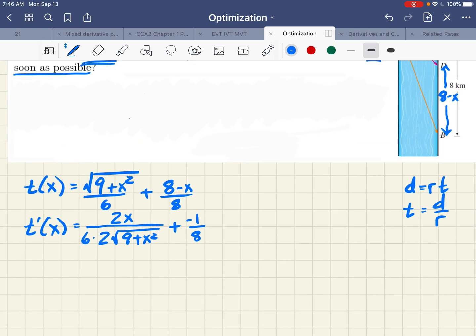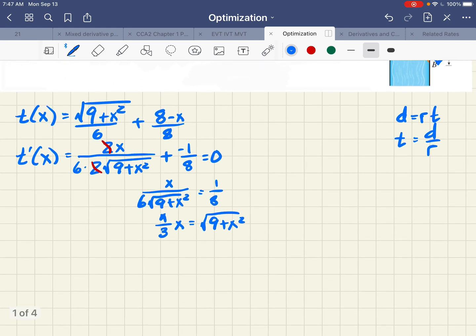And if we want to optimize time, we would want to find when that derivative is either 0 or undefined. Those are the critical points. Okay, so if we set this equal to 0, what can we do? These cancel. We can move 1/8 over here. And I've got x over 6 square root of 9 plus x squared, or 4 over 3x square root of 9 plus x squared. So then I can square both sides.